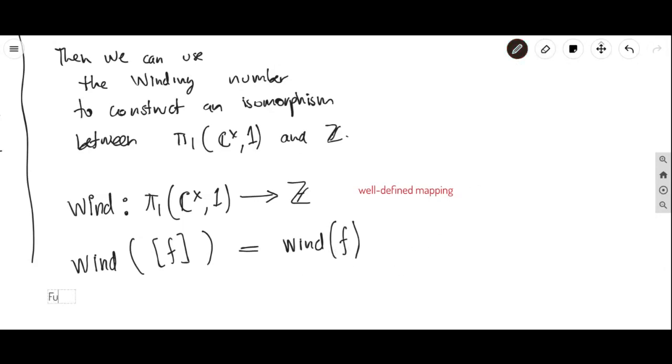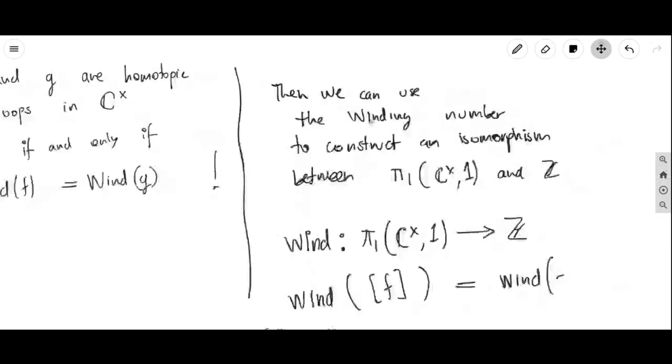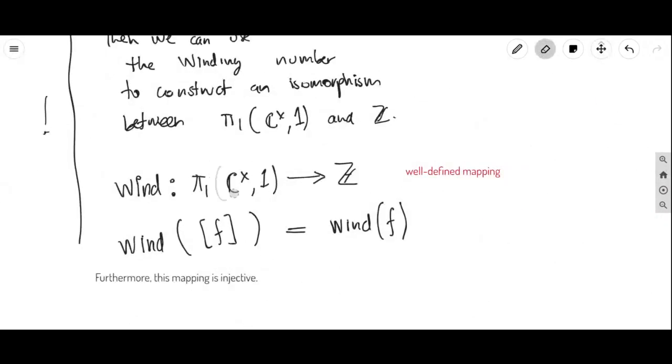Furthermore, this mapping is injective. It's injective because of the other condition. If two loops have the same winding number, then they must be homotopic. So in other words, if you have two homotopy classes that map to the same integer, then the two classes must be homotopic to each other, and so they must be in the same class. So that's why the mapping is injective. It maps a unique homotopy class to an integer. There's only one.